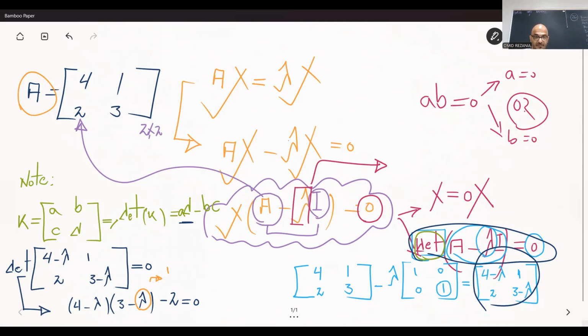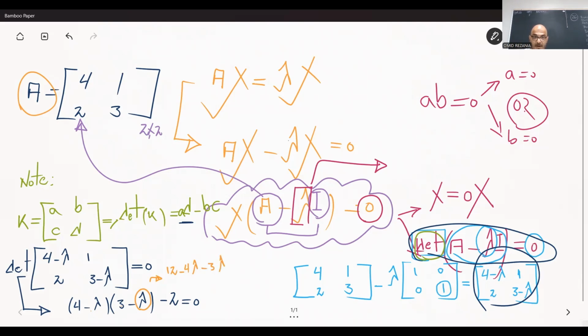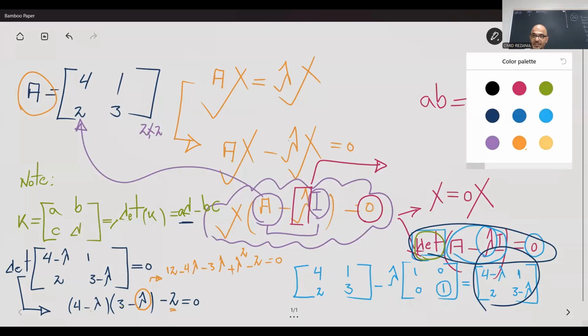4 times 3 becomes how much? 12. 4 times minus lambda, minus 4 lambda. Now I come to the minus lambda, the second term of the first expression. Minus lambda times 3, minus 3 lambda. Minus lambda times minus lambda, plus lambda squared. Minus 2, which is already there, becomes 0. And I am now so close to the final expression.